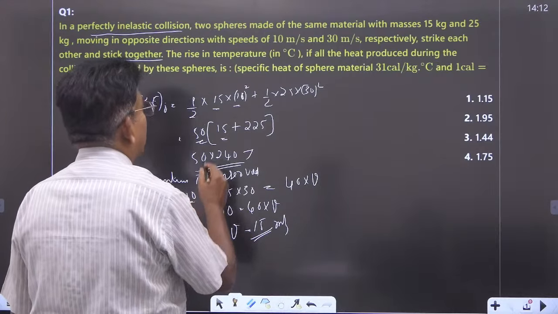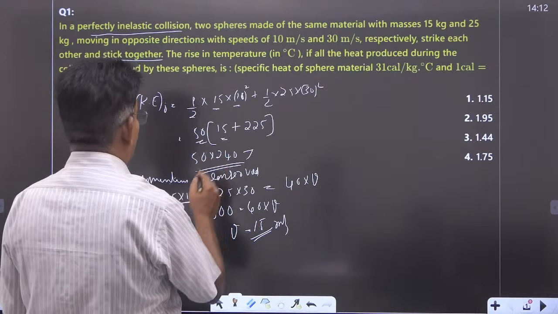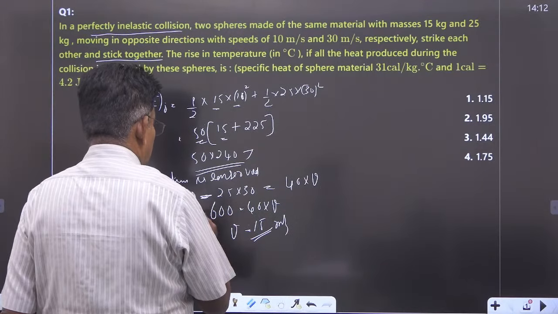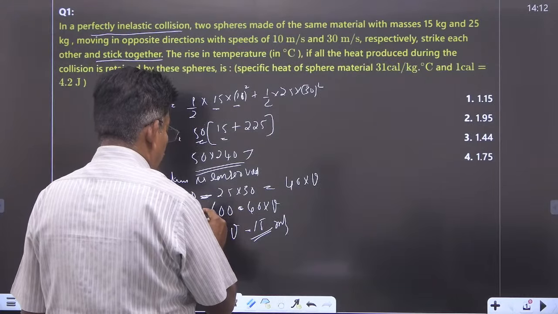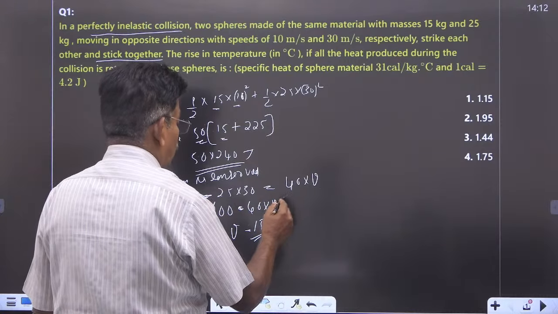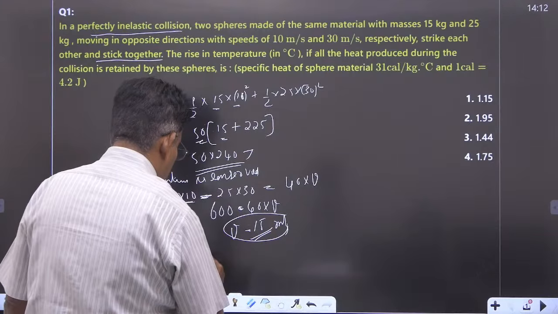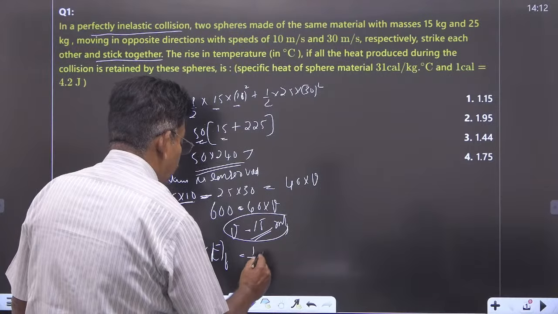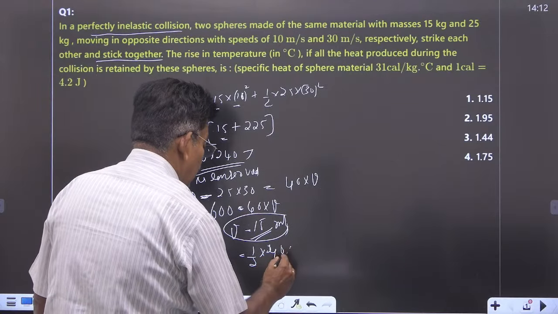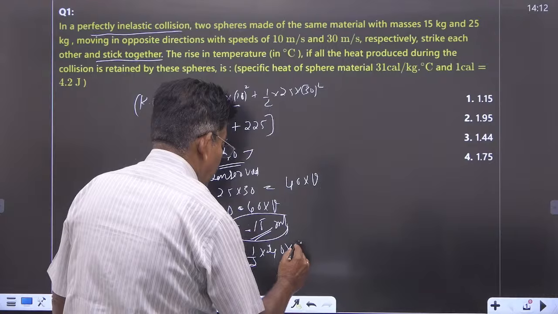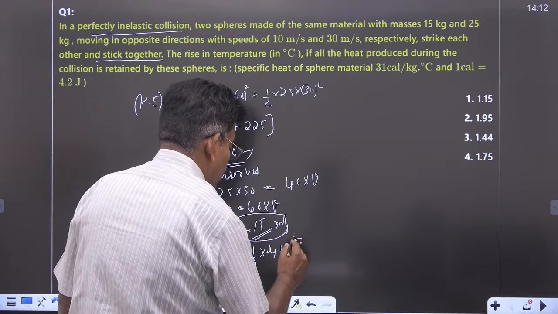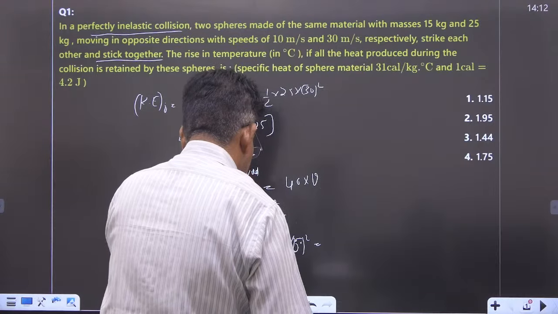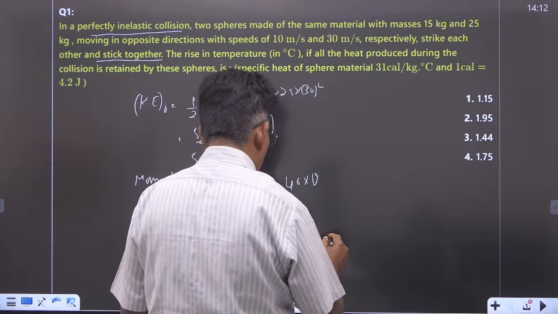So I repeat once again, 10 into 15, first body's mass, the other is moving in the opposite direction, 25 into 30, that is 750 minus 150, 600. I take the numerical value of that, is equal to the combined mass 40 into V, that is 15 meter per second. Then what about the final kinetic energy? That is combined mass. Half mass is 40 into velocity square, that will be 15 square. 15 square is 225. Double of 225 is 450 joules.